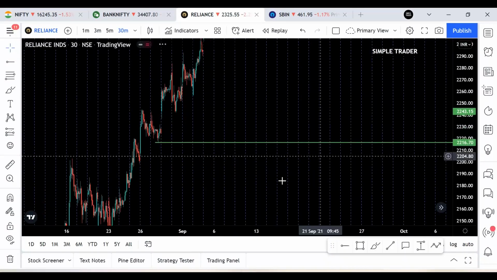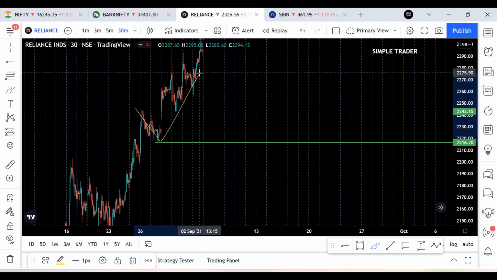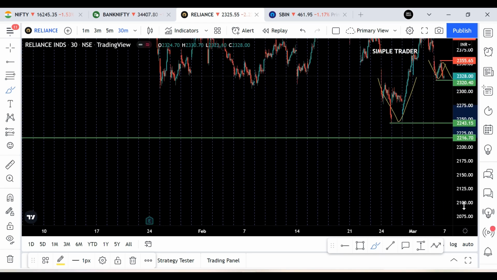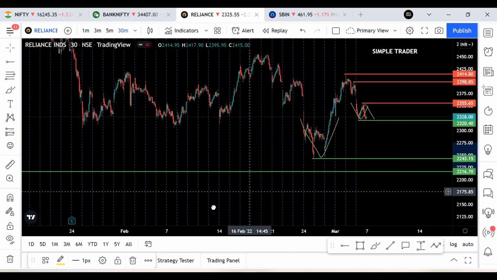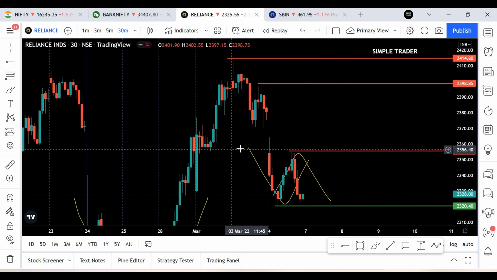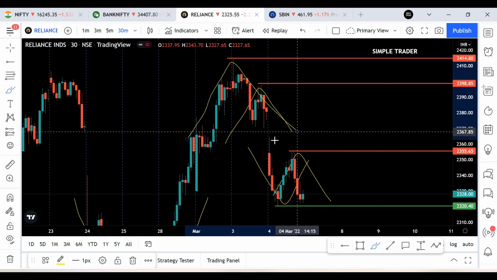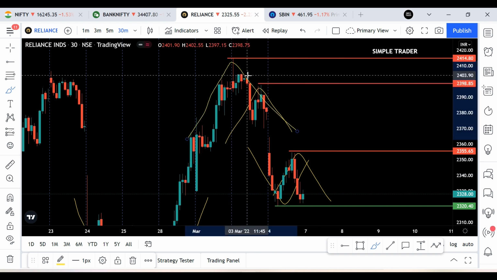So this is my one more zone. Price comes down and reverses, visible turning point. So this is how I identify a support here. Same in resistance, right? Price moves up, reverses. Price moves up, reverses, visible turning point.